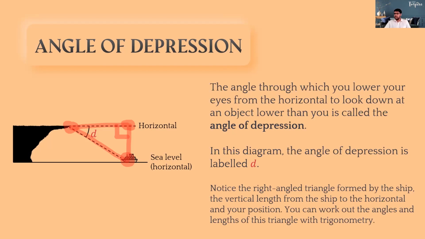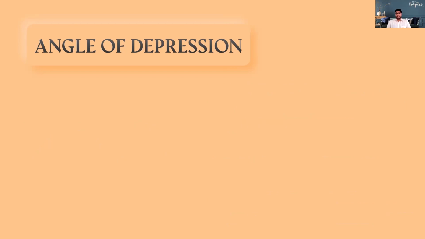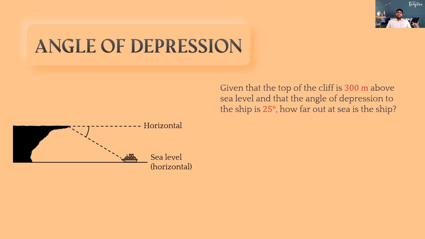So again, let's look at an example from that as well, and then we'll go to the questions. So children, let's say the top of the cliff is 300 meters above sea level. So that's where you are, 300 meters above sea level, and the angle of depression to the ship is 25 degrees. So this time we know the angle of depression. How far out at sea is the ship? So here's the information, right? So the height is 300 meters, right? And the angle of depression is 25, and the distance from you to the ship is x. So I'll take it as x because that's the distance I don't know, all right?